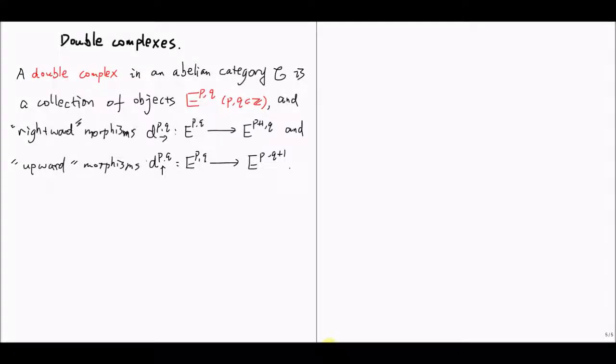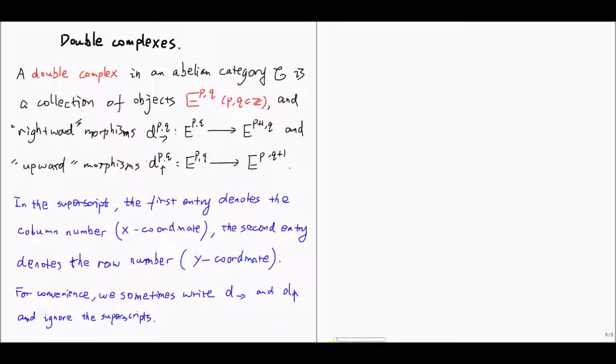Now let's start our journey with double complexes. A double complex in the abelian category. If you don't like abelian category, you can think of it as the category of R modules. It's a collection of objects denoted by E sub p, q, where p, q are integers, and rightward morphisms and upward morphisms.